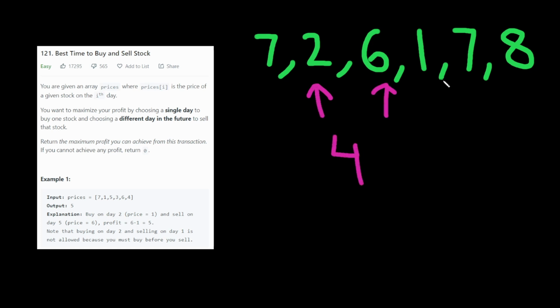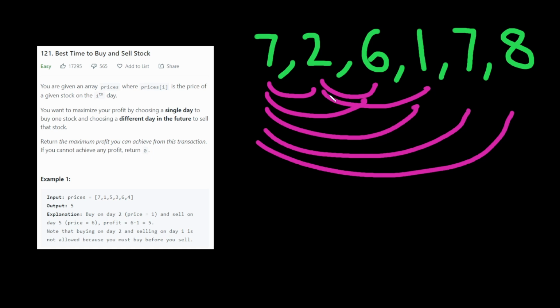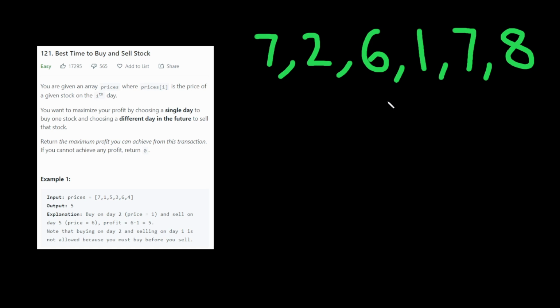Now in this case, the maximum profit we can make is buying here on this 1 and selling here on this 8 for 7. So the brute force solution to this question is to check every possible combination, right? So we check these two, and we check these two, these two, these two, these two. Then we go to the next element, we check these, and we keep doing that. This is an O of n squared algorithm and is very slow for large inputs.